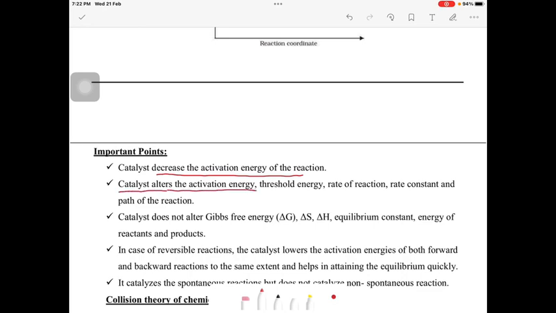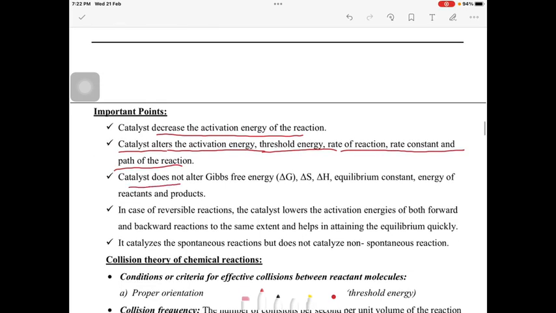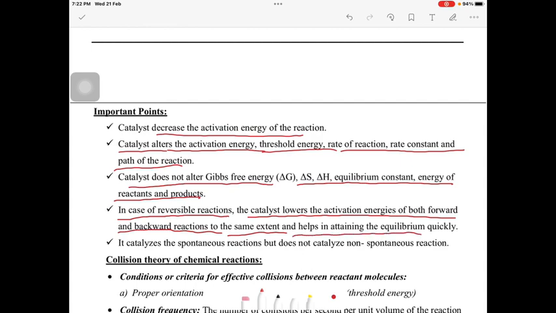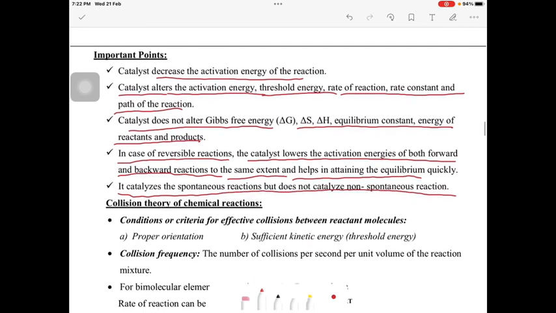Catalyst alters the activation energy, threshold energy, rate of reaction, rate constant and path of the reaction. Catalyst does not alter the Gibbs free energy, delta S, delta H, equilibrium constant, or energy of reactants and products. In case of reversible reaction, the catalyst lowers the activation energy of both the forward and backward reaction to the same extent and helps in attaining the equilibrium quickly. It catalyzes spontaneous reactions but does not catalyze non-spontaneous reactions.